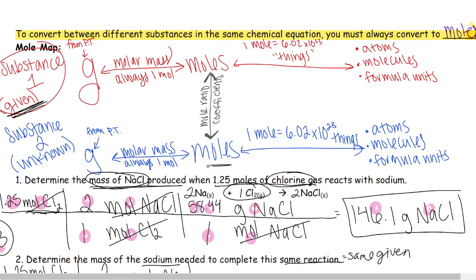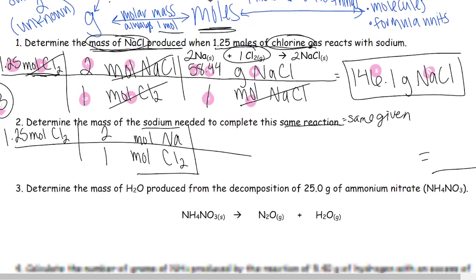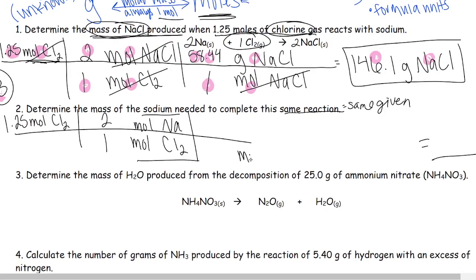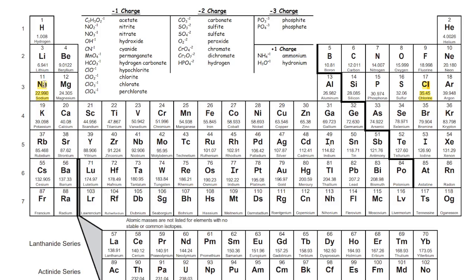From here, where do we want to go next? To grams of that same substance now. So I need to use molar mass, which is always 1 mole, and the number of grams comes from the periodic table. So I would bring moles of sodium, Na, down to the bottom, and grams of sodium, the same substance, up to the top. And molar mass is always 1 mole, and then the number of grams of sodium just comes directly from our periodic table.